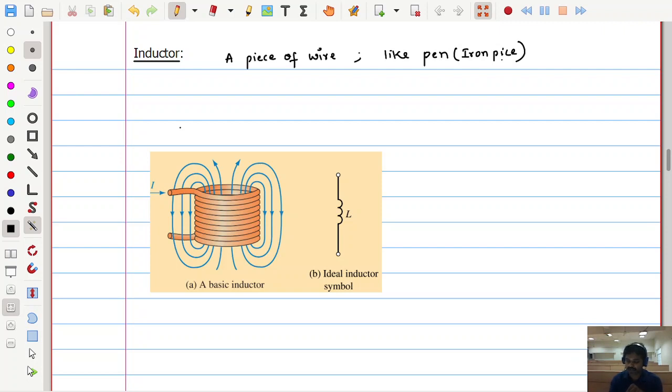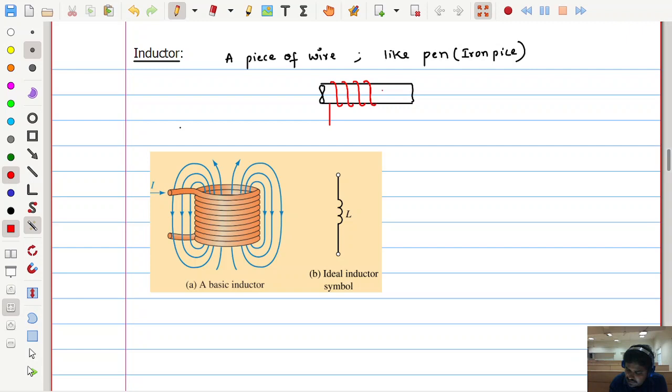How does it look like? It looks like this. So see here. Let me take the object like this. This might be some magnetic material. It may be a pen or non-magnetic material, no issue. And I take a piece of wire. What I will be doing is twisting it around this in this way.